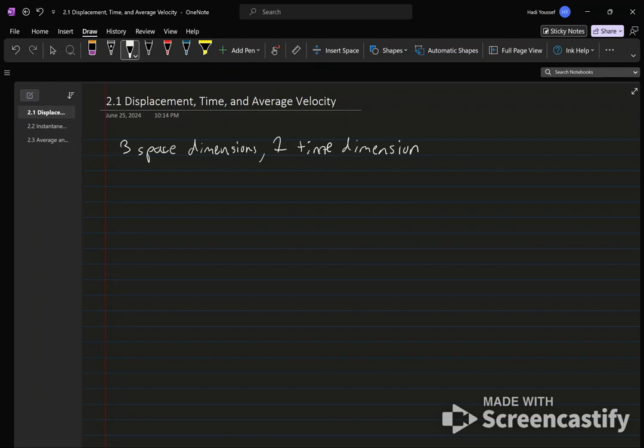However, when we start off, we're not going to be worrying about all three space dimensions. To make things simpler, to give our definitions, we're only going to work in one space dimension. So let's say I had a person right here. He is at point x1 at time 1, and he were to move to point x2 at time 2.